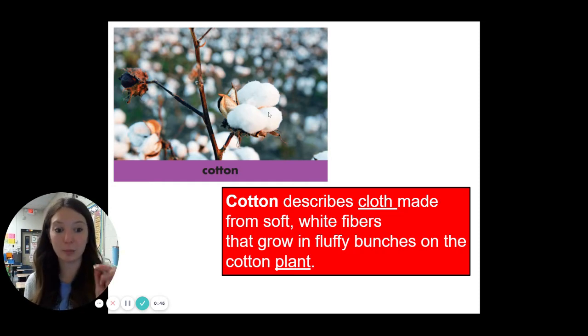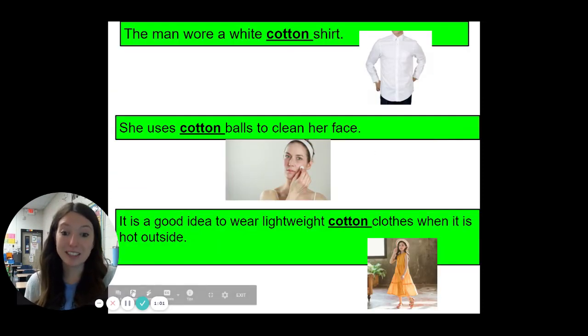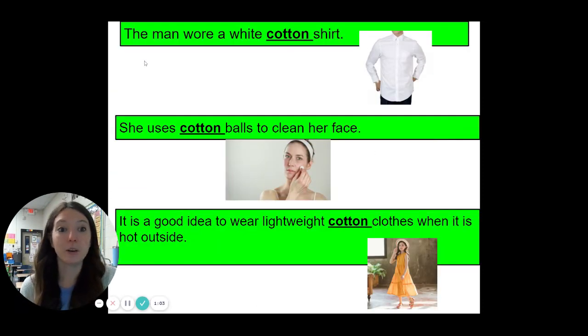And it's those really soft white fibers that make our cloths, or a lot of them. A lot of t-shirts you'll see are made of 100% cotton, and that is that material from those fibers in the plant. Here are some example sentences. The man wore a white cotton shirt, so his shirt was made from those fibers from our cotton plant. She used cotton balls to clean her face. If you've ever seen a cotton ball, they're really fluffy and white. That is made from cotton.